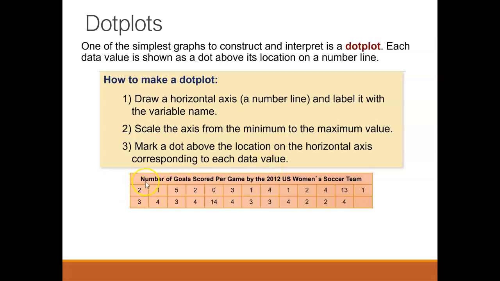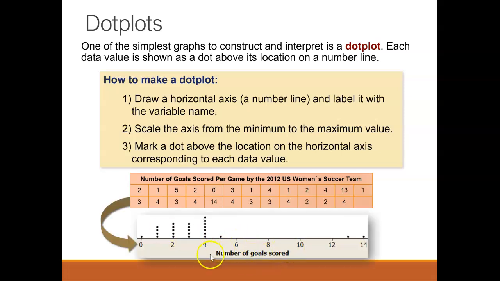So, for example, here is the number of goals scored per game by the 2012 U.S. women's soccer team. If I look at my data, the smallest value is 0, the biggest is 14. So when I draw my horizontal axis, it's going to go from 0 to 14. And the label I put on it is number of goals scored. Because I had just one 0, I put 1 dot above 0. Because I had four 1s, I have 4 dots above the 1, and so on and so forth. Everybody happy there?